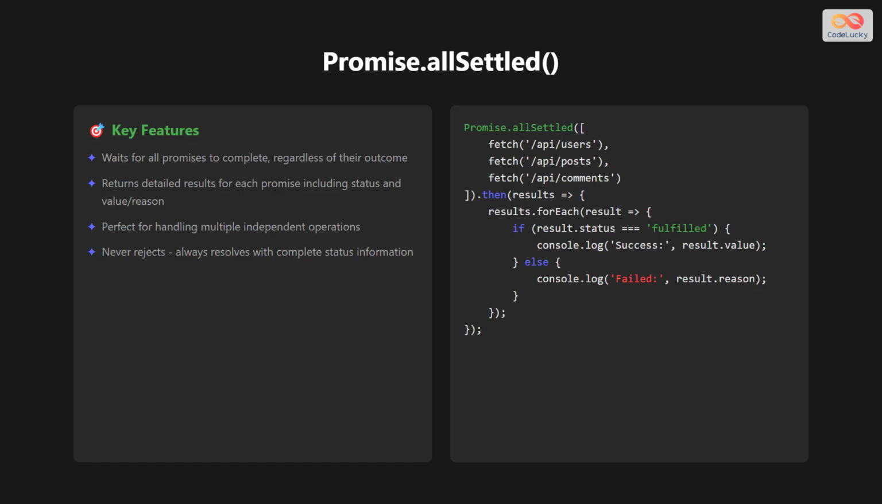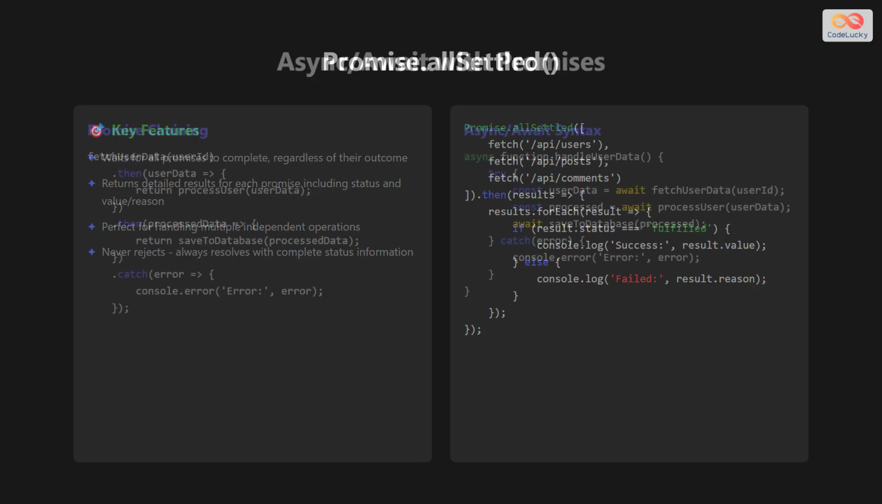Consider an example where we are trying to fetch users, posts, and comments from three different API endpoints. We can use Promise.allSettled to wait for them to finish and then check the result for each of them. The status will be either fulfilled or rejected, based on the outcome of the promise.